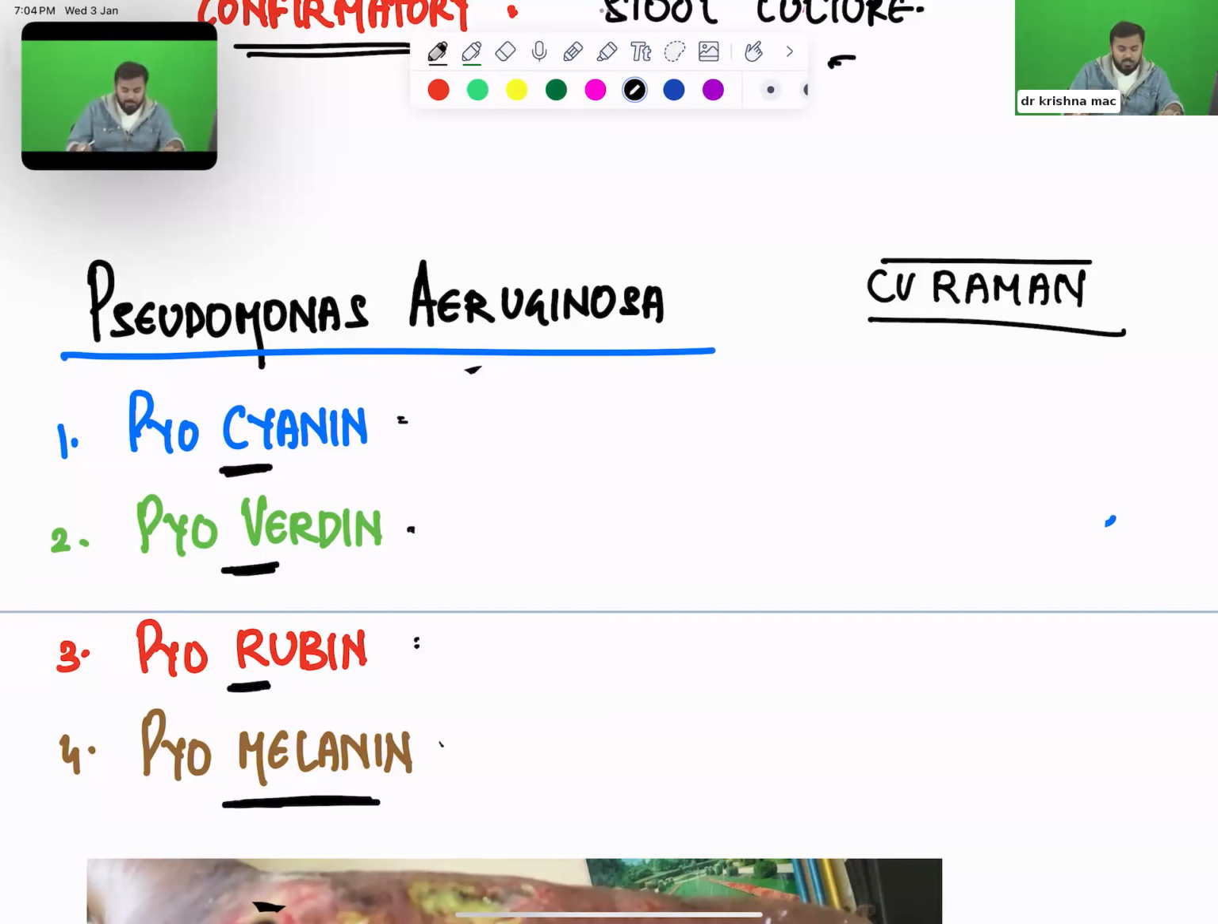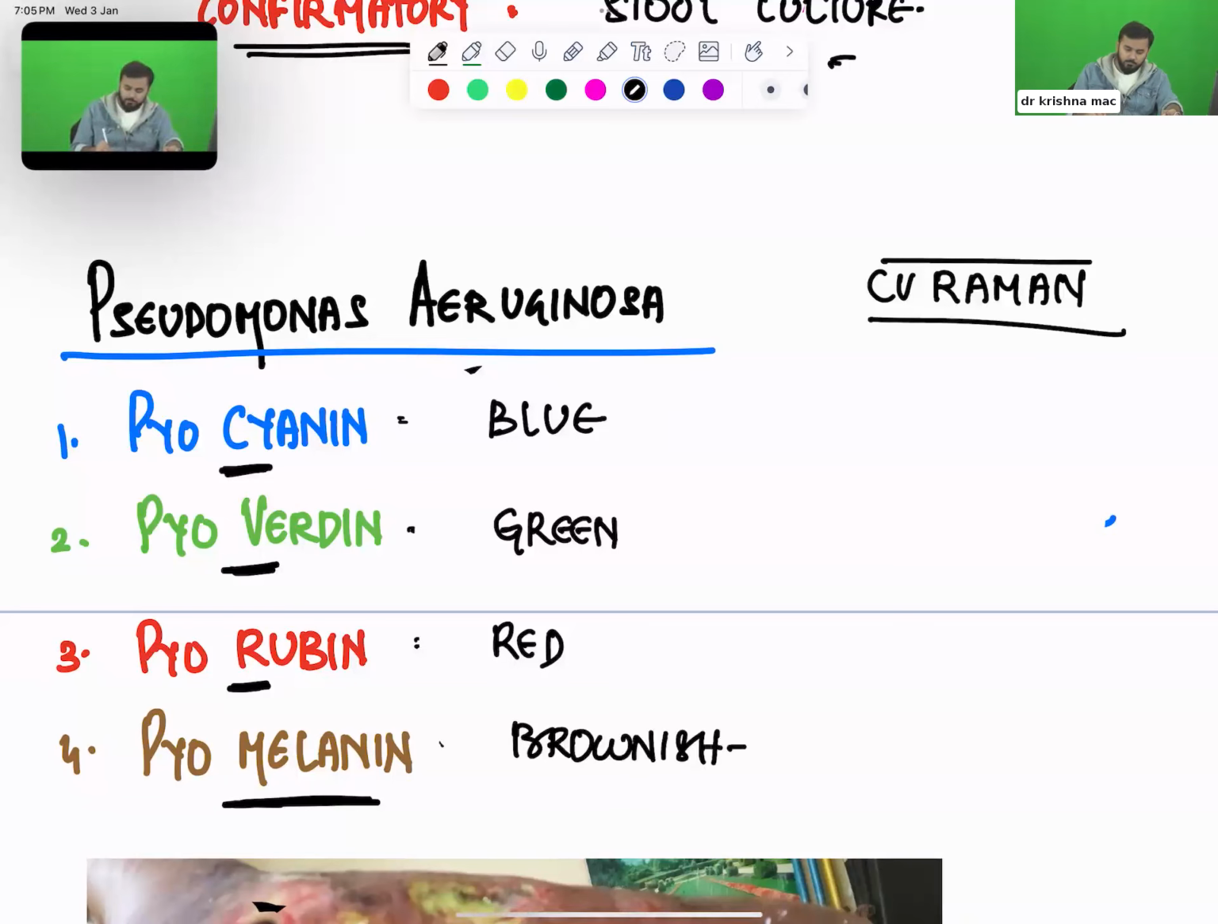Pyocyanin is which color? The pigment is which color? Blue color. Very good. Pyocyanin is blue color. Pyoverdin is green color. Pyorubin is red color. Pyomelanin is brownish black color.